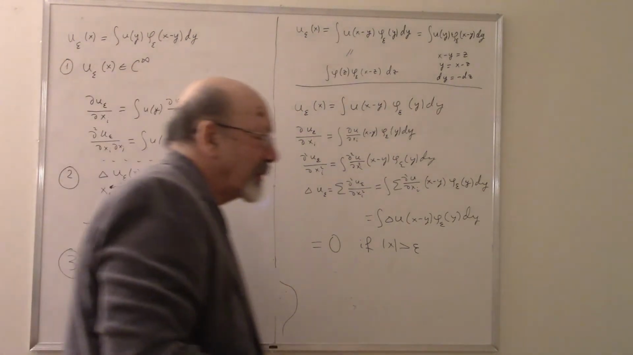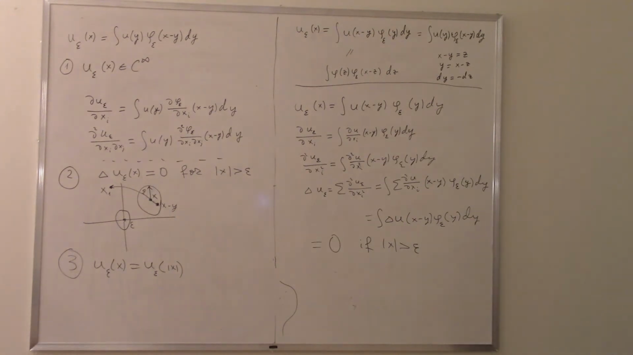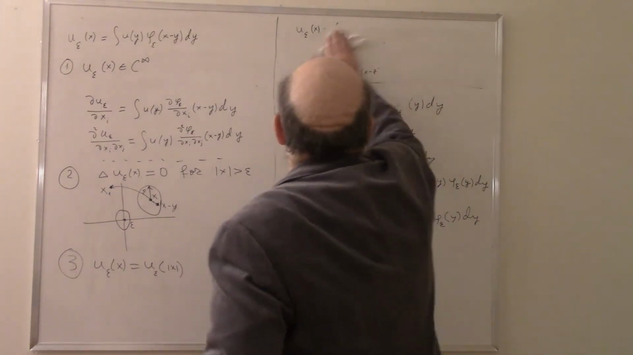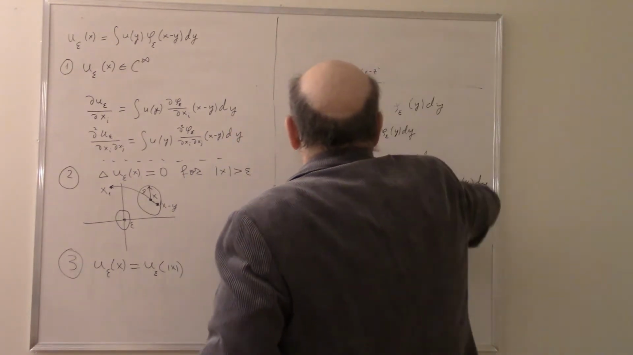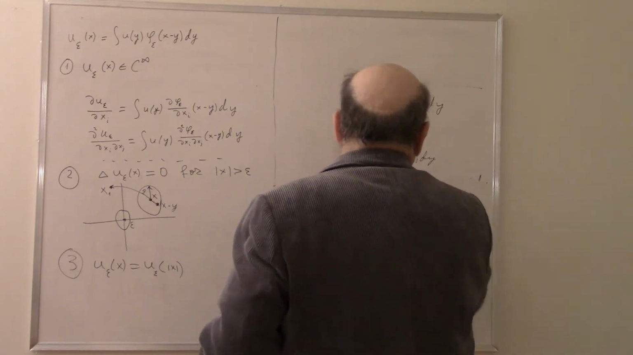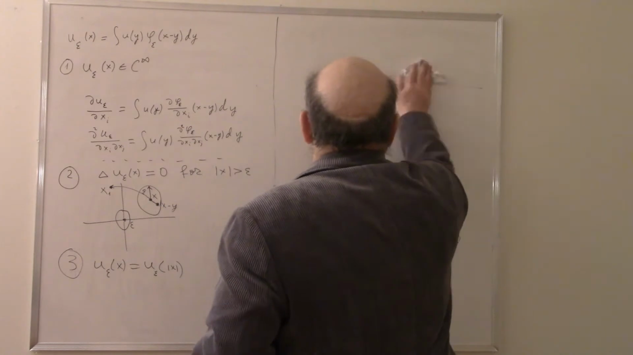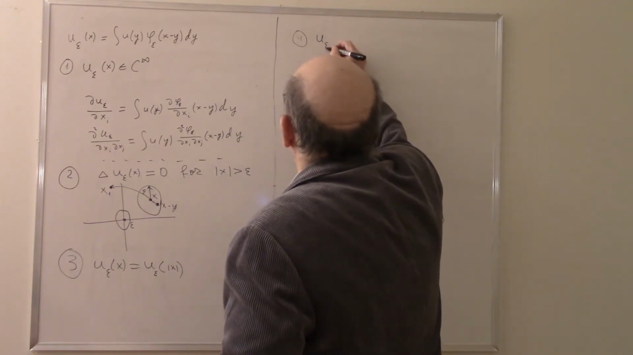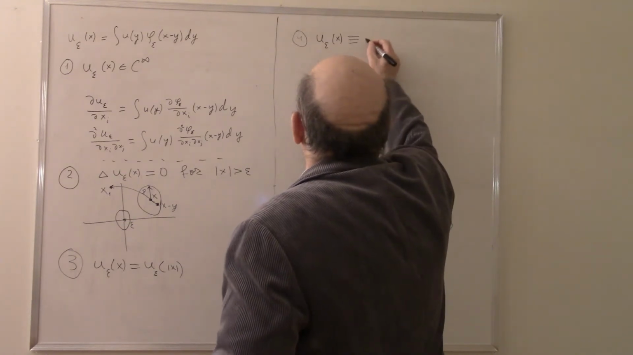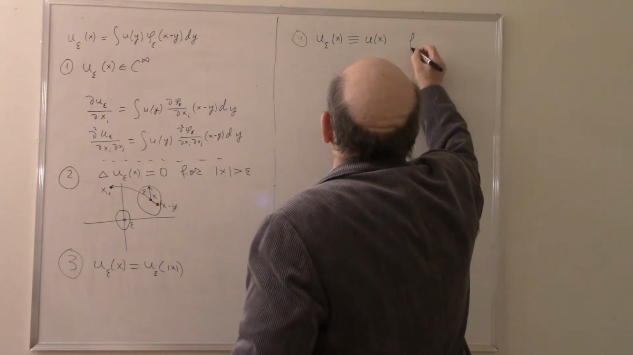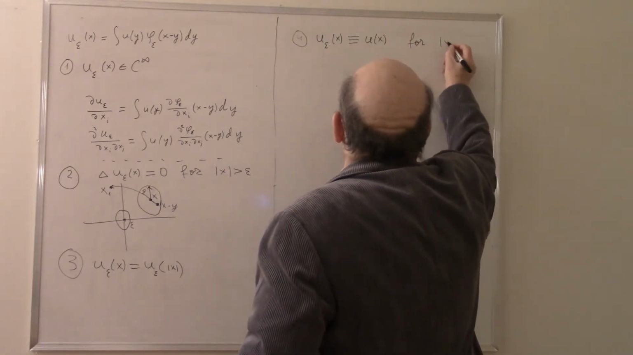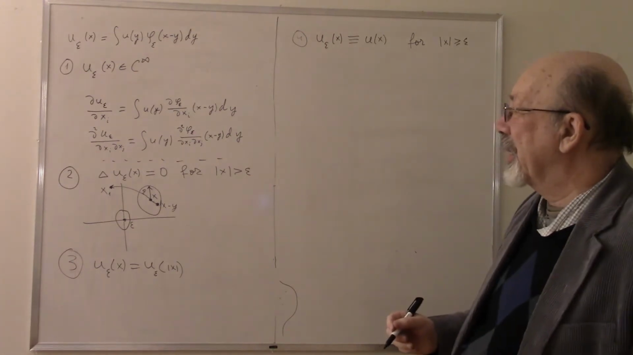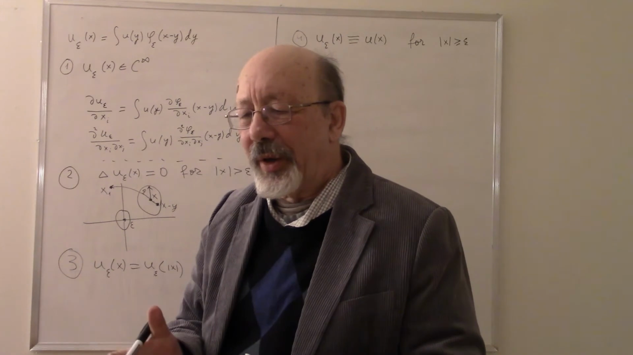And now I am approaching the crucial statement, that in fact u epsilon of x coincides with u of x for x more than epsilon, more or equal in fact. This way we somehow recovered the function u.